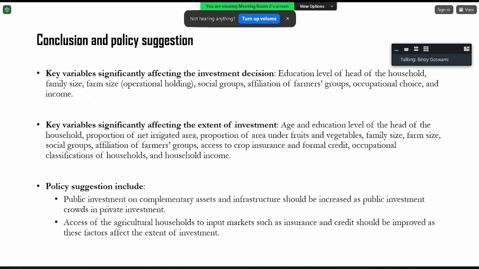So let it be. Finally, the policy suggestion is that, since public investment and private investment are complementary, public investment crowds in private investment. So our suggestion is that public investment and complementary assets and infrastructure should be increased. Unfortunately, public investment in agriculture in India has been declining. Government has withdrawn, so it should be increased. And finally, access of agricultural households to input markets, such as insurance and credit, should improve, because these factors have a significant impact on the extent of investment and the decision to invest.